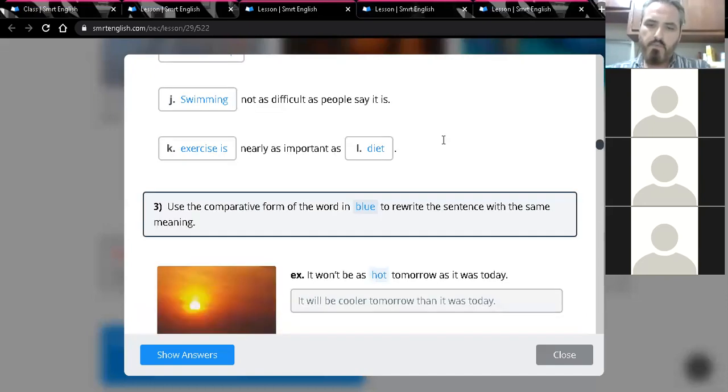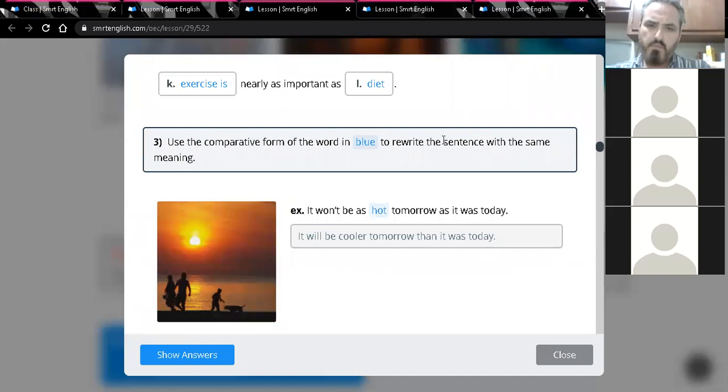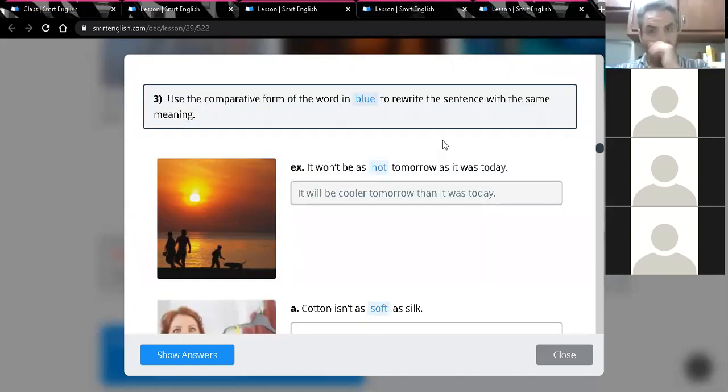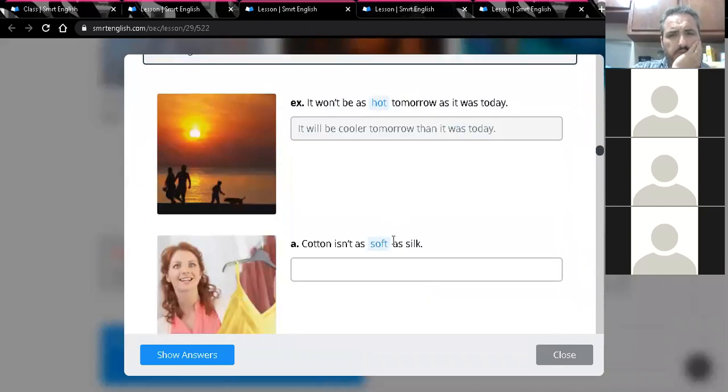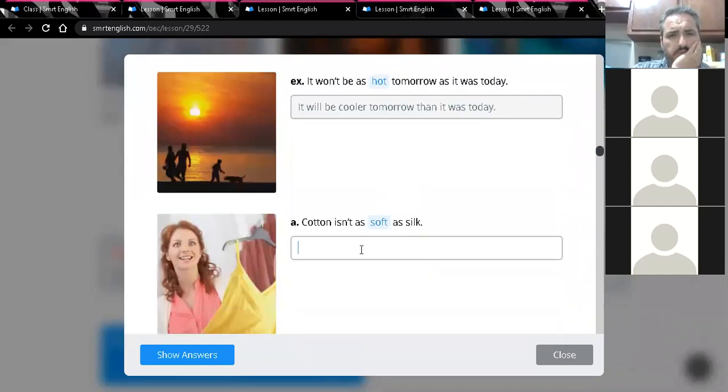Okay, next exercise. Use the comparative form of the word in blue to rewrite the sentence with the same meaning. So we're going to rewrite it using the comparative forms we saw. For example, it won't be as hot tomorrow as it was today. So how can I change it, saying the same but in a different way? It will be cooler tomorrow than it was today. Next one. Cotton isn't as soft as silk. What is another way I can say the same but using a comparative adjective?